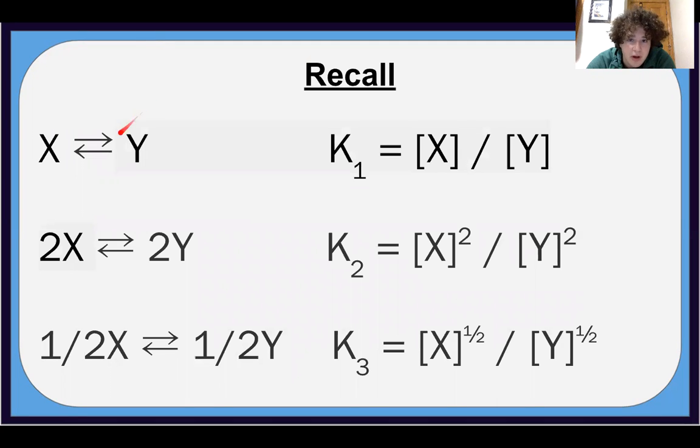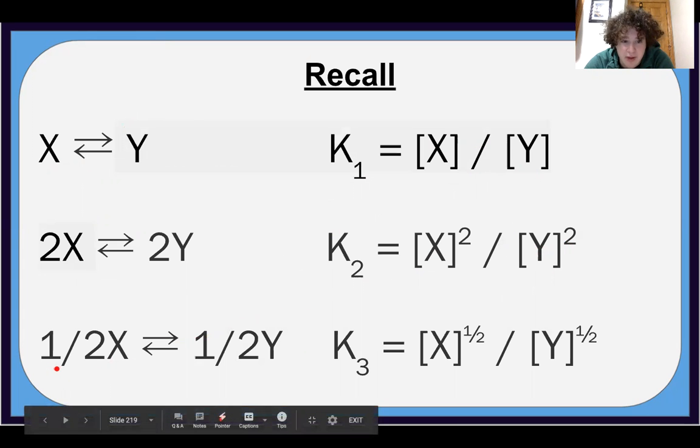Let's do a little bit of recall. So here we have the equation x is equal to y. So the K for that would be the concentration of x divided by the concentration of y. Recall that the brackets mean concentration. Here we have 2x to 2y. So the K value for the second equation would be the concentration of x squared divided by the concentration of y squared. Finally, for the third reaction, we have 1 half x to 1 half y, which the K for that would be the concentration of x to the 1 half power divided by the concentration of y to the 1 half power.